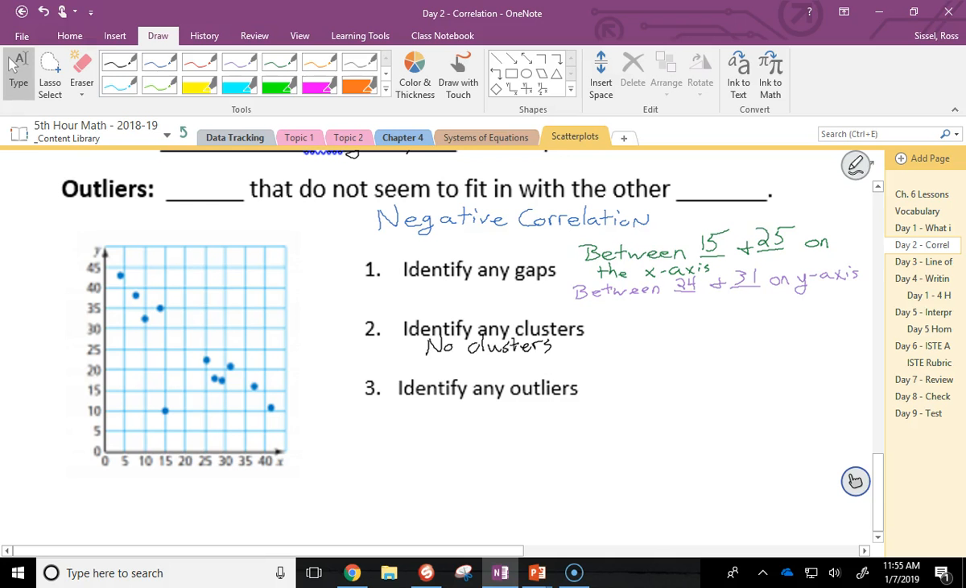Outliers are just going to be coordinate points, whatever our coordinate point is. I'm going to write points that do not seem to fit in with the other points.